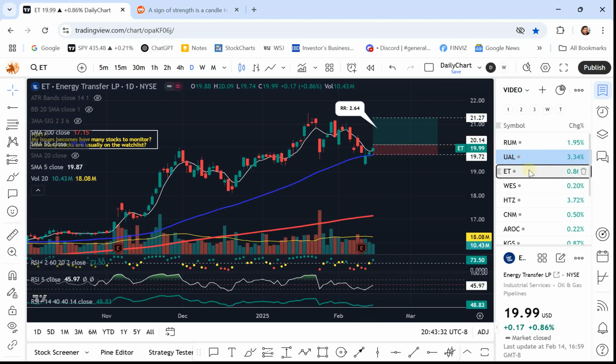As far as how long does it stay? Well, as long as it trades here and doesn't close below the stop loss. So if, at the end of the day, it closes below the stop loss, then I take it out of my watch list. And that's how I basically do it.